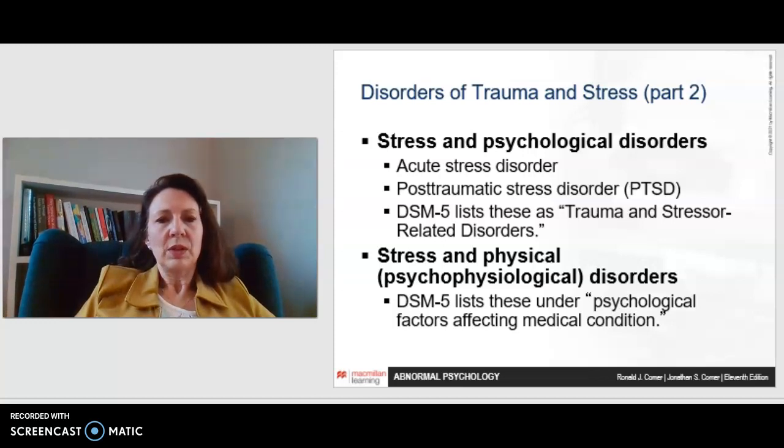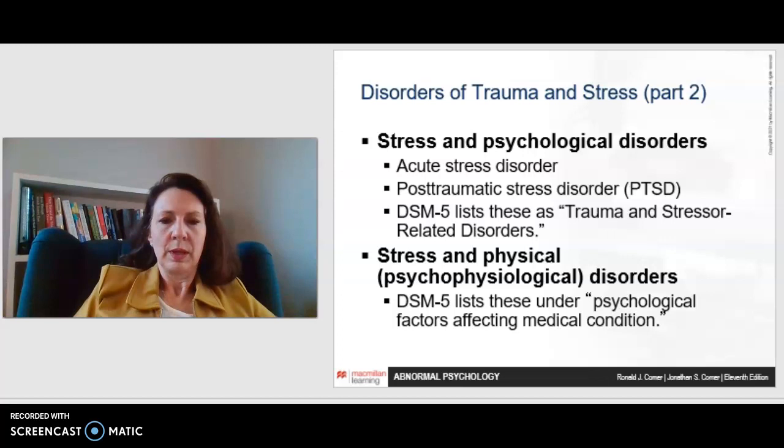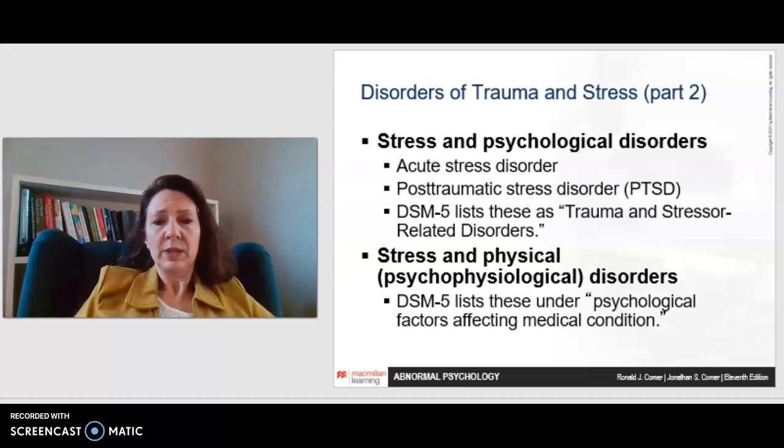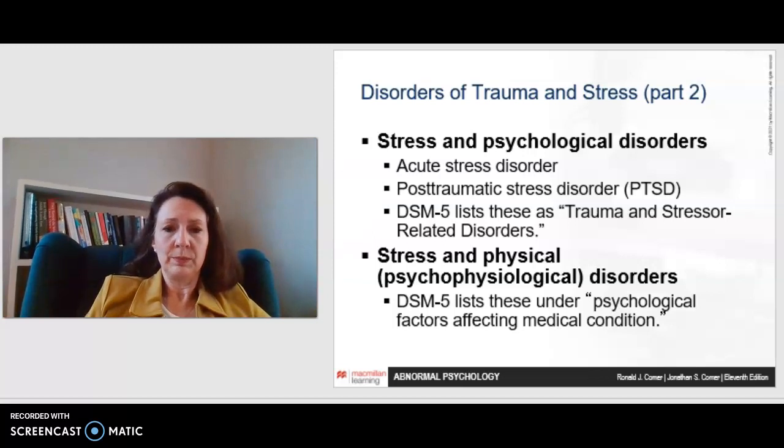So, stress and psychological disorders, some of them are acute stress disorder and post-traumatic stress disorder. DSM-5, which is now in text revision, lists these as trauma and stressor-related disorders. And then there are stress and physiological disorders. They are listed under psychological factors affecting a medical condition.